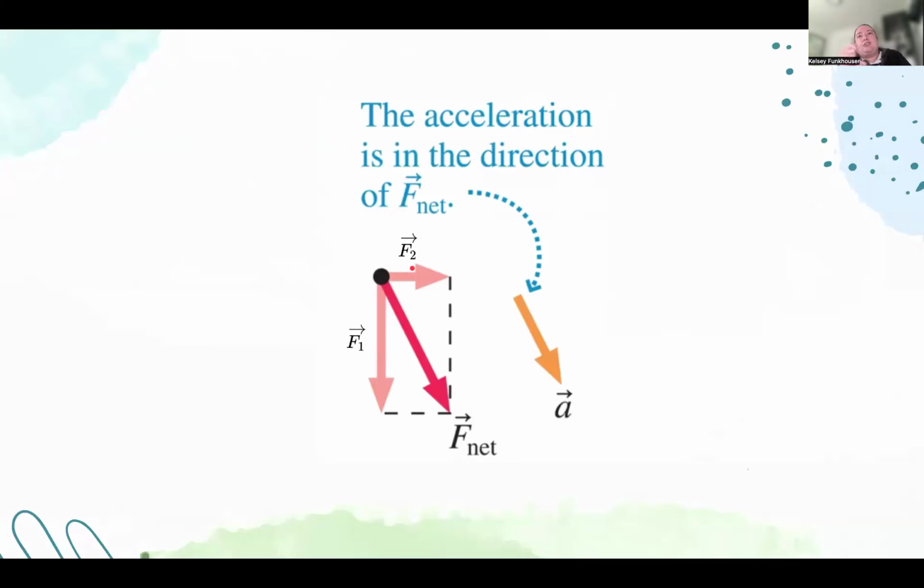And so here's that image from talking about net force, but bigger. The acceleration is in the direction of the net force. So again, we have force 1 pushing down and force 2 to the right. And so the net force, which is the vector sum, is down and to the right, and the acceleration is in the same direction as the net force, so it's also down and to the right.